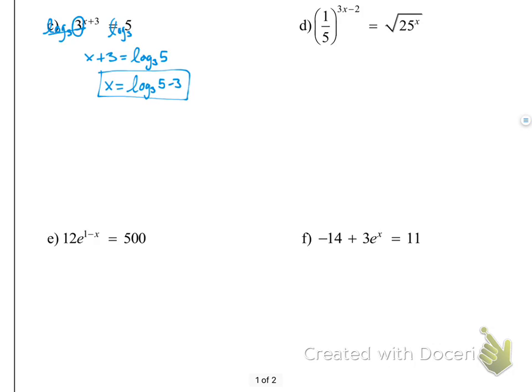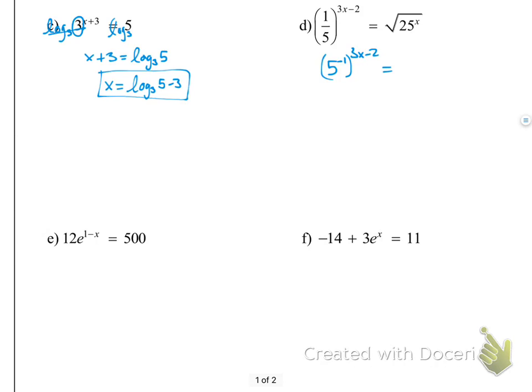Now, let's look at part D. 5 and 25. They actually both have something in common. They both have 5. Now, 1/5 is at the bottom, so what exponent would make it go to the top? That would make it negative. So we actually have 5 to the negative 1 to the 3x minus 2. We also have something that can make 25 a 5, and that is 5 squared.